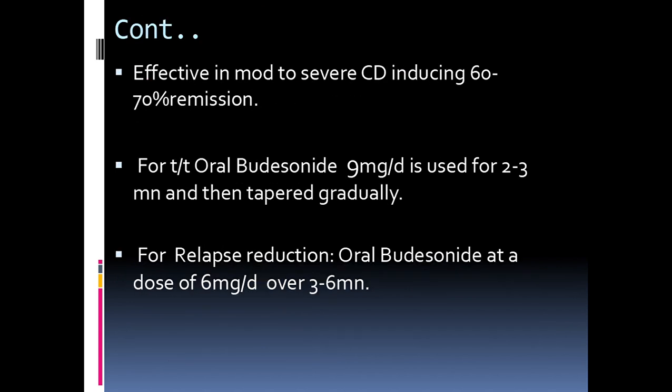Glucocorticoids are effective in moderate to severe Crohn's disease (CD), inducing 60 to 70% remission. For treatment, oral budesonide 9 mg per day is used for 2 to 3 months and then tapered gradually. For relapse reduction, oral budesonide at a dose of 6 mg per day over 3 to 6 months.